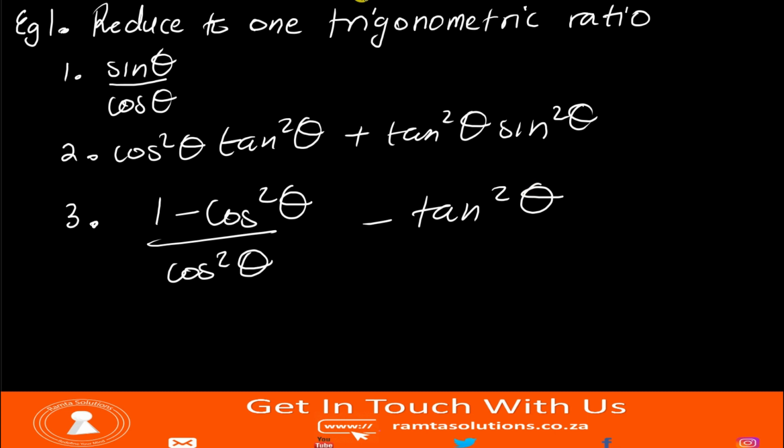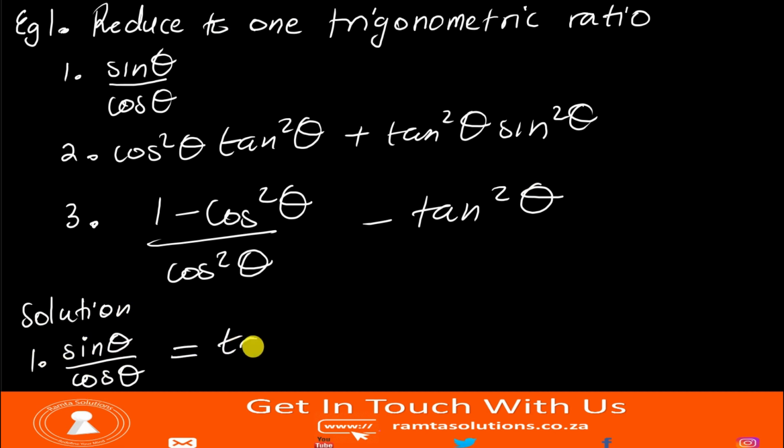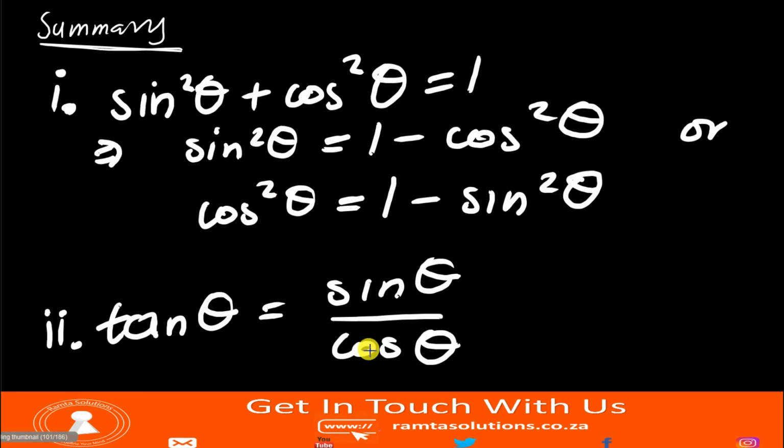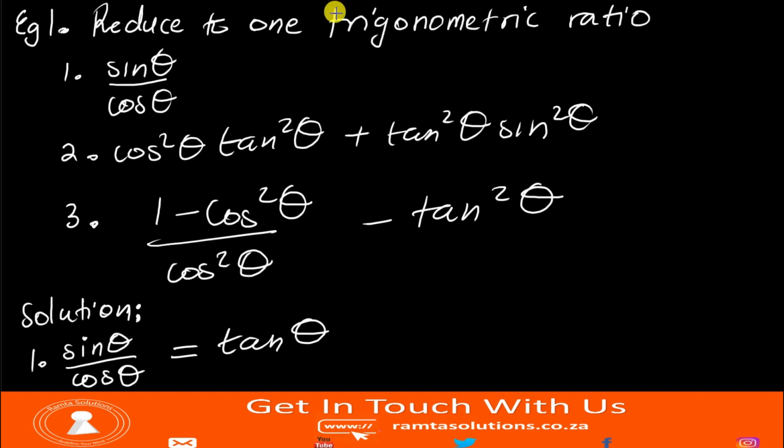Okay, so now our solution. Let me look at number 1. You have sine theta over cos theta. We will not waste time. Whenever we see sine theta over cos theta, we will call it tan theta. So we are done with number 1. Sine theta over cos theta is equal to tan theta. This is the information you derived. Okay, moving on.